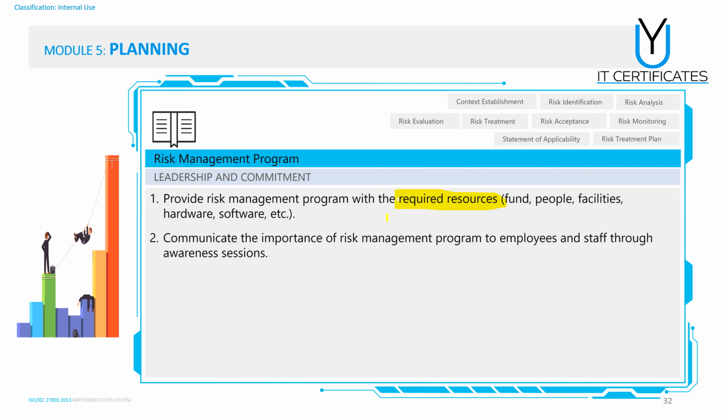Also, it's very important to communicate the importance of the risk management program to the employees. Employees are your key stakeholders. You have to explain to them what the benefit of risk management is. It's not a waste of time. It will help them to identify the vulnerabilities and risks in their daily operations, and once these are highlighted, they will be able to achieve their goals and targets very easily.